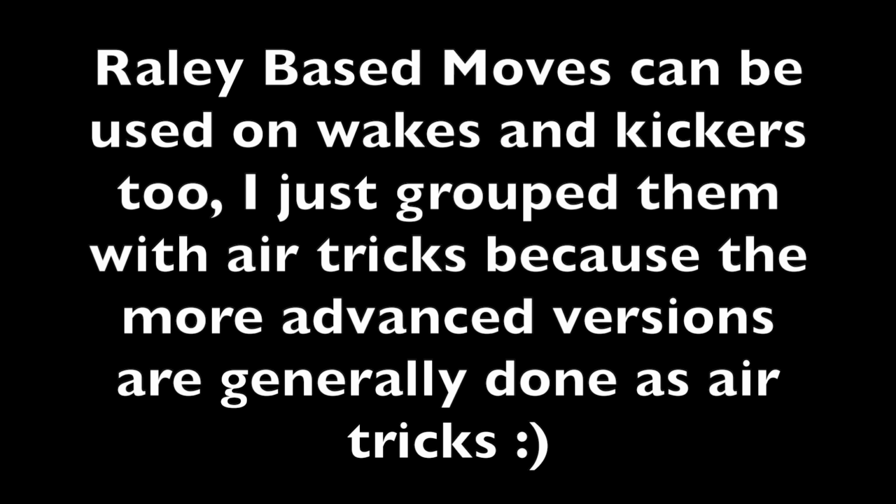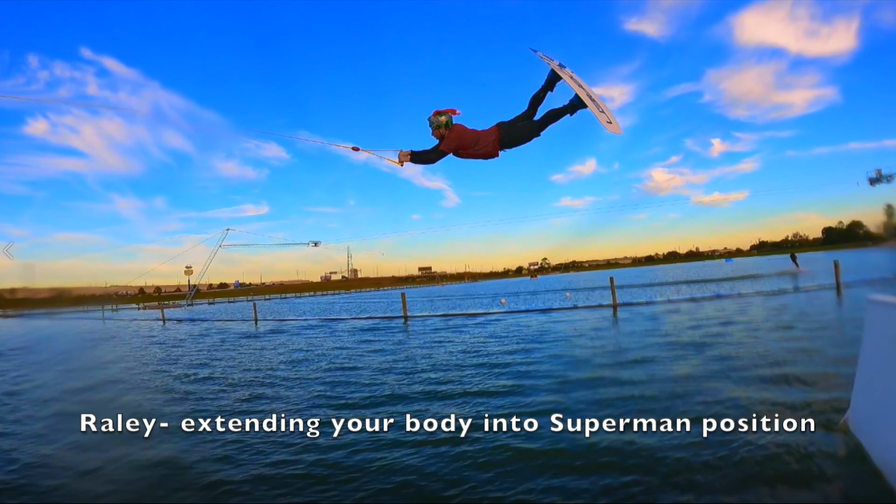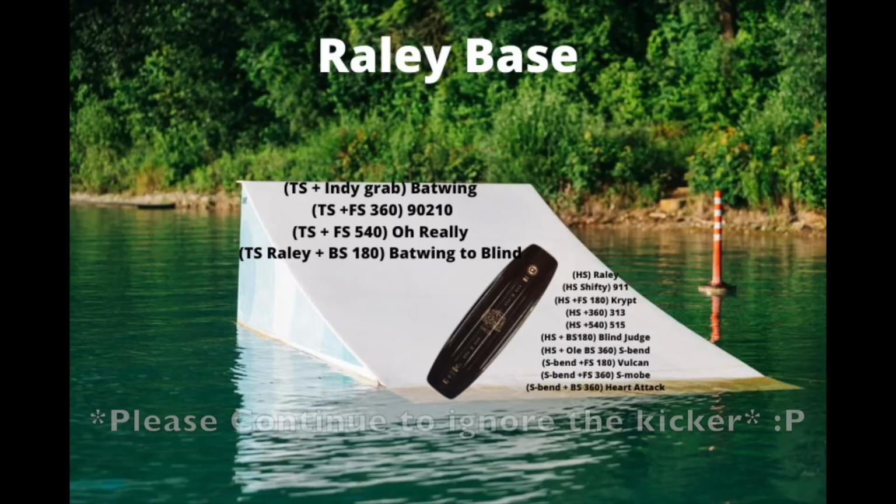There are a bunch of additional railie-based tricks that you can do as an air trick. Railies are basically when you place your board into a Superman position. Starting with all the toe side air trick names we have, a toe side railie with an indie grab is called a bat wing. A toe side railie frontside 360 is called a 90210. A toe side air railie frontside 540 is called an O-Railie. And a toe side railie backside 180 is called a bat wing to blind.